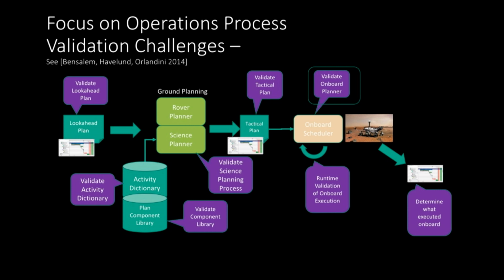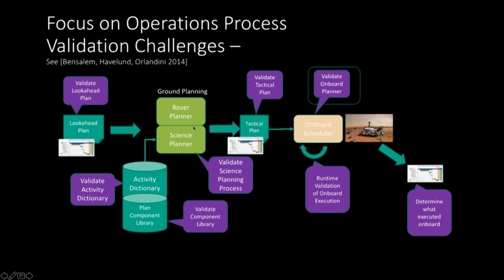One of the other lessons that kind of echoes what I said earlier is it's very important to focus on the operations processes in order to know what kind of validation is needed and what kind of AI software is needed for the overall process. So in the rover planning, there's actually a look-ahead planning where you look ahead a few Martian days, or sols, in order to figure out what general high-level activities you want to do.